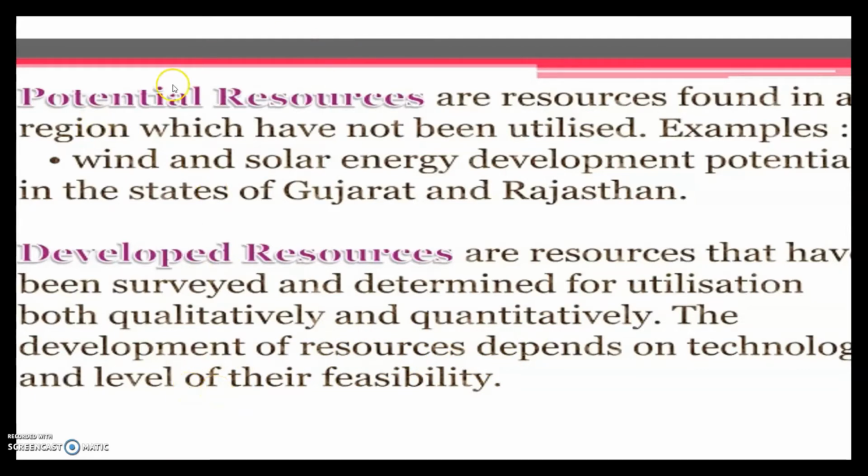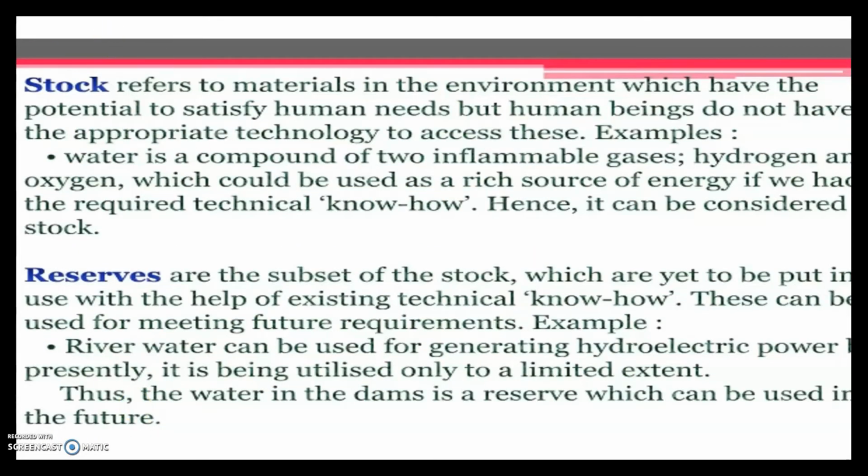Okay, potential resources are resources found in a region which have not been utilized. But developed resources are resources that have been surveyed and determined for utilization both qualitatively and quantitatively. But the development of these resources depends upon the technology and the level of their feasibility. Okay. Then next one, stock.